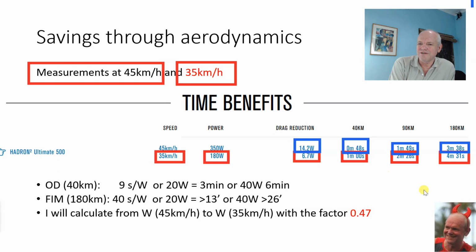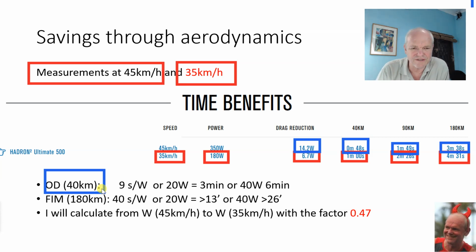So what I did, I took these numbers and made some calculation or estimation. In Olympic distance, where we are going 40 kilometers, if I calculate that, then for 1 watt saving we are faster by 9 seconds. Each watt brings about 1 second. And if it is a full Ironman, then it is 40 seconds per watt.